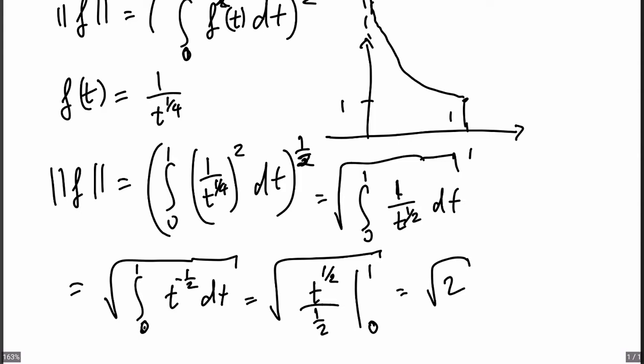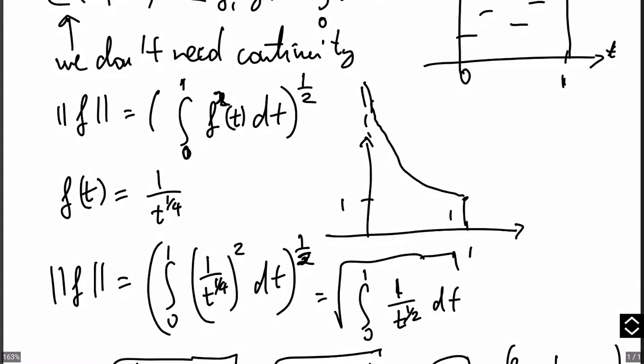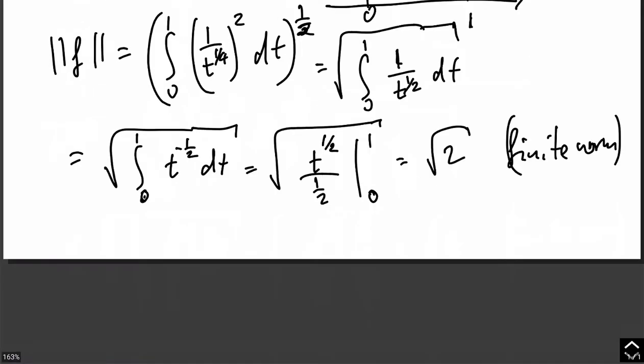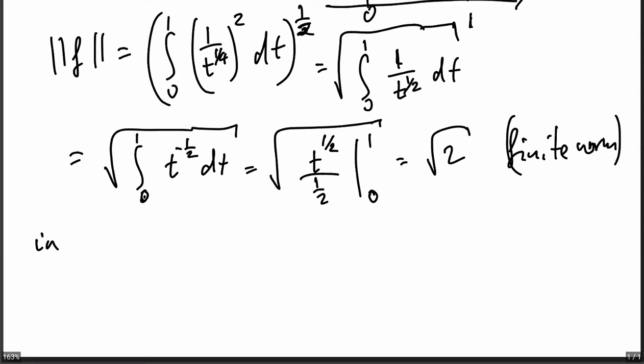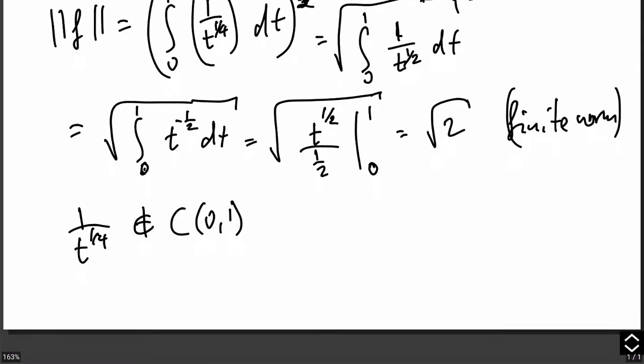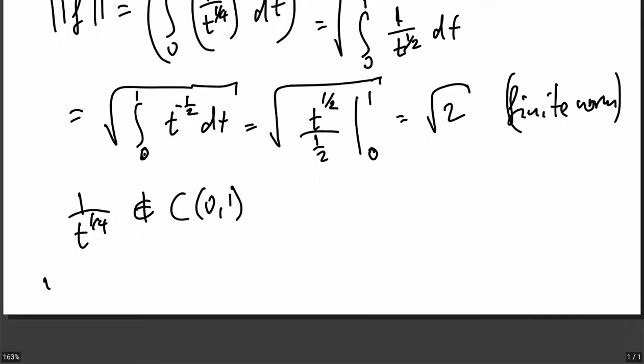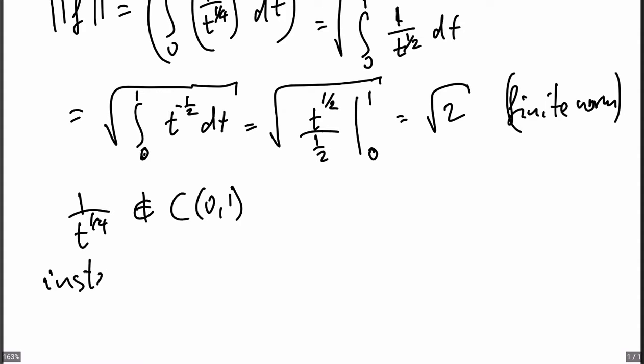So this function has a finite norm, and this is not a continuous function on the closed interval, the closed 0-1 interval, because it doesn't have a value at 0. It approaches infinity. So let me write down that the 1 over t to the 1/4 function is not a continuous function, because it's not continuous at the endpoint.